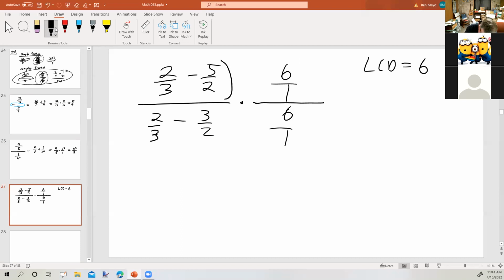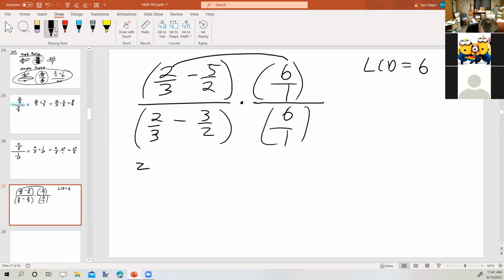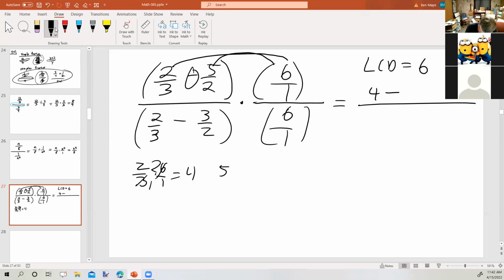Now, I'm going to distribute. So here we go. I'm going to take 2/3 times 6/1, which would be 12/3 or 4. So far, so good. Minus 5/2 times 6/1, which would be 30/2 or 15.